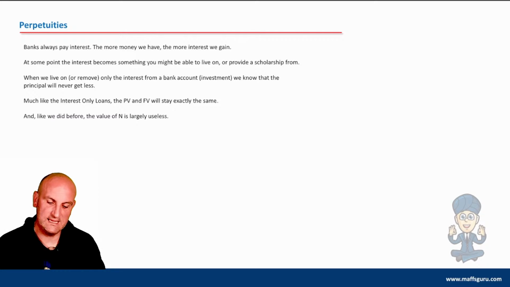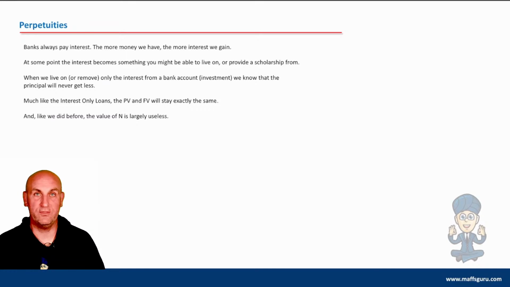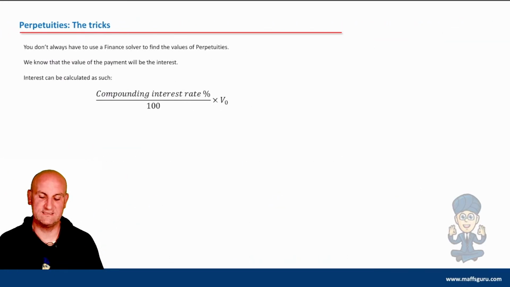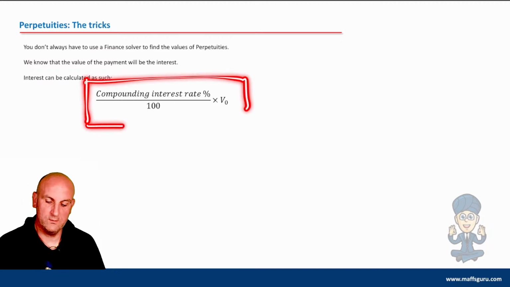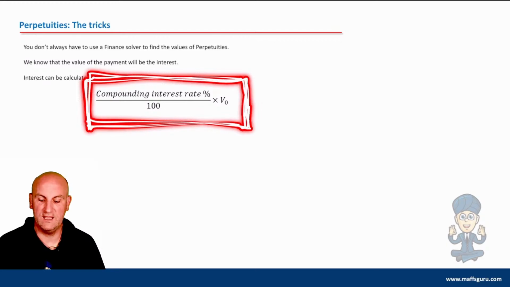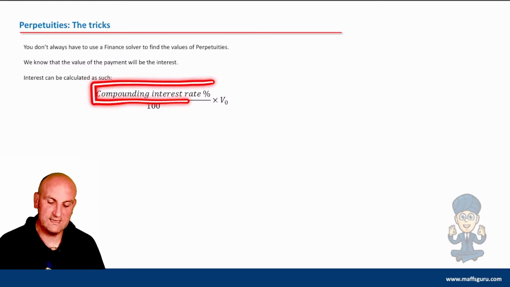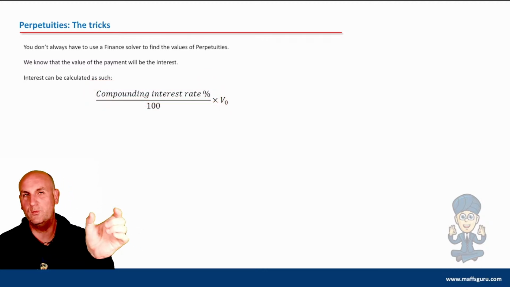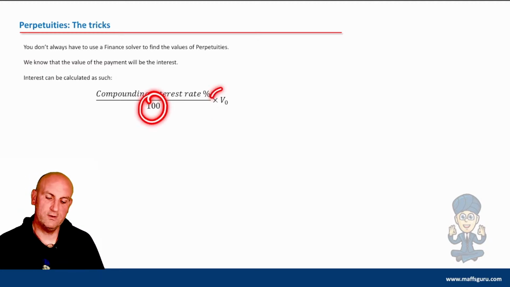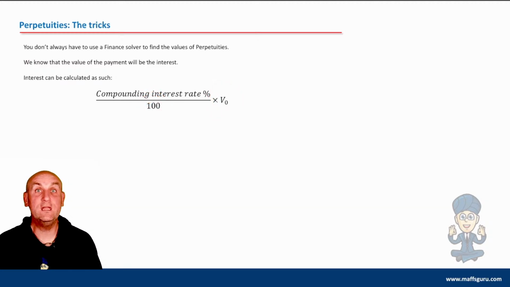So again, as I say here, my PV and my FV stay exactly the same. Nothing more, nothing less. The value then can be largely useless. It can be 1, 2, 10, 100. It doesn't really matter. Now, here again is that formula I talked about a moment ago. If you want to know the amount of the perpetuity payment, you take your compounding interest rate, not your annual one. You turn the annual one into your compounding one by dividing by the compounding period, divide by 100 and times by PV.